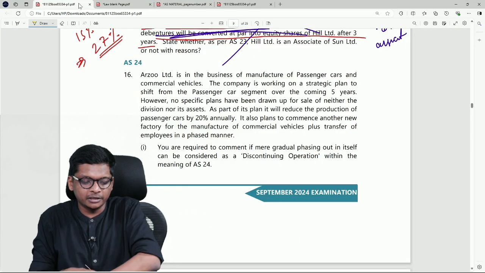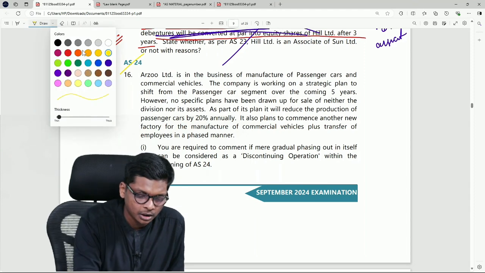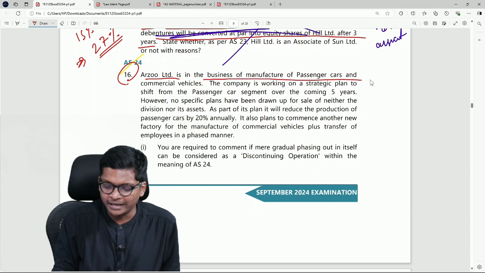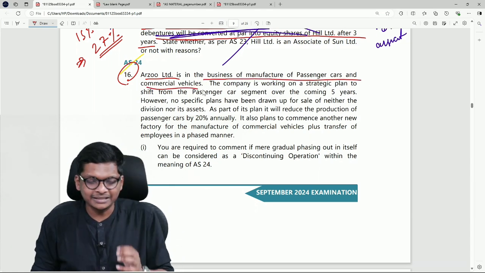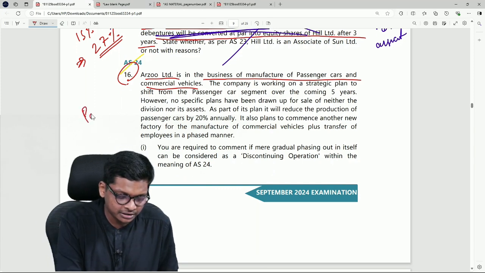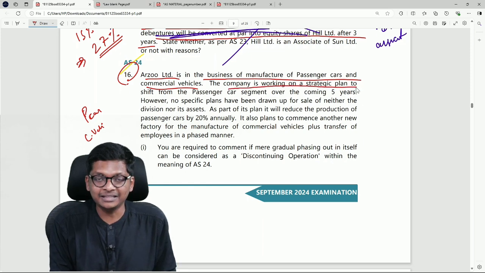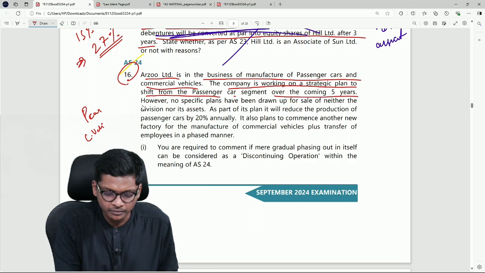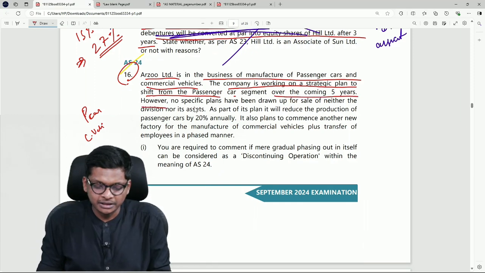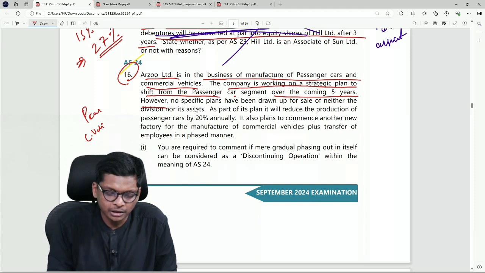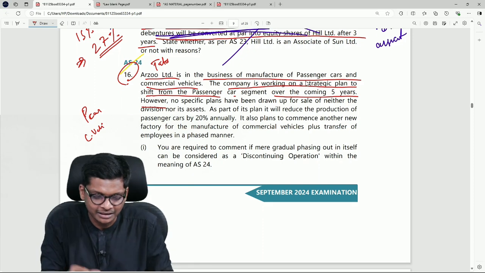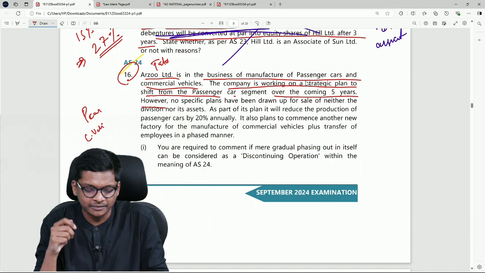Now what is the question over here? AS24. Question number 16 says, Arzu Limited is in the business of manufacturing of passenger cars and commercial vehicles. So passenger cars, commercial vehicles. The company is working on a strategic plan to shift from passenger car in the coming 5 years. Arzu you can take as Tata. Tata has passenger cars, you have this Nexon, etc., and commercial vehicles, Tata bus, Tata truck, everything.